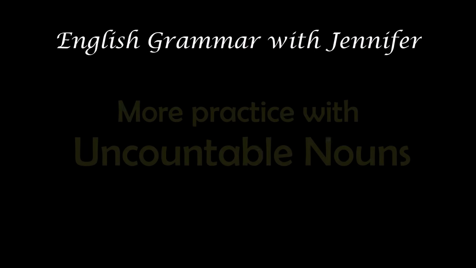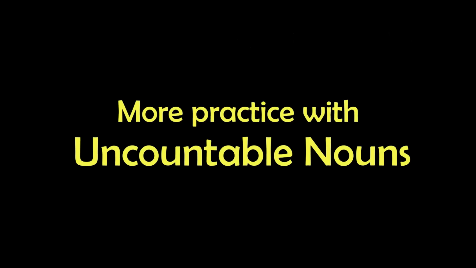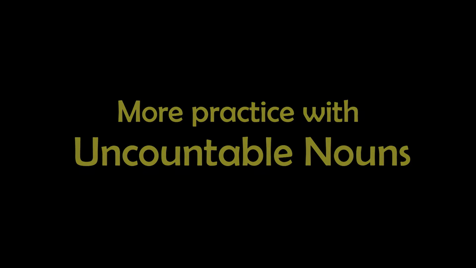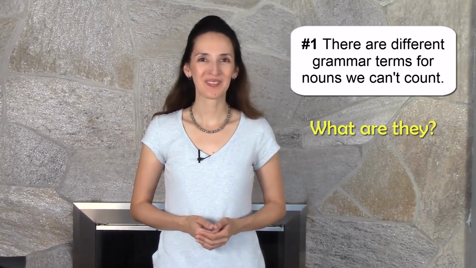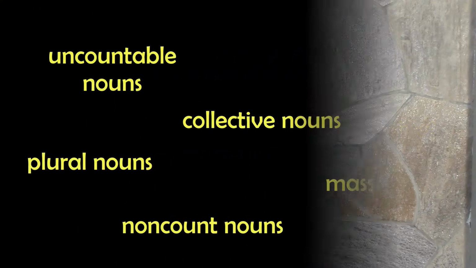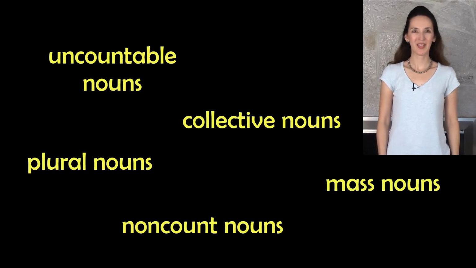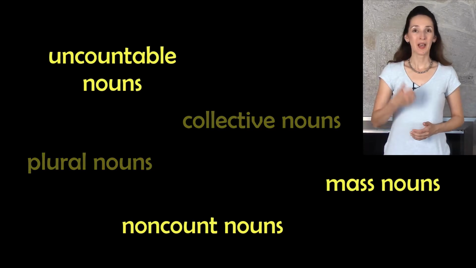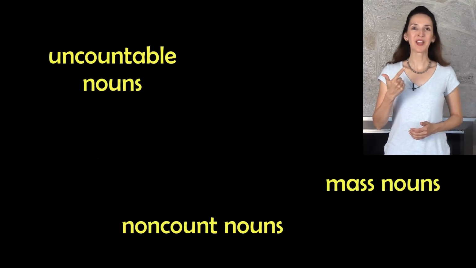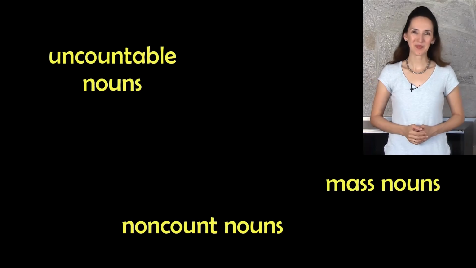English Grammar with Jennifer. More practice with uncountable nouns. Let's review the 7 guidelines I shared in my earlier lesson, and along the way, I'll give you some practice. First, there are different grammar terms for nouns we can't count. What are they? Take a look. There are 3 terms you might hear: uncountable nouns, non-count nouns, mass nouns.